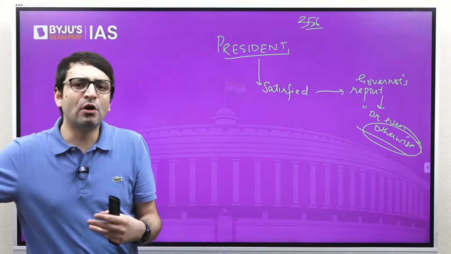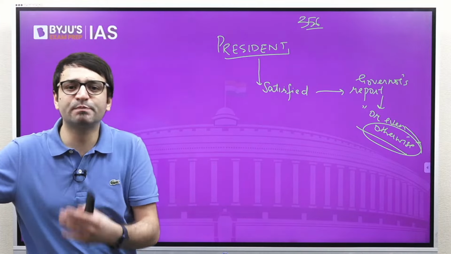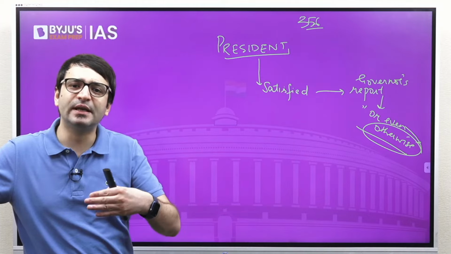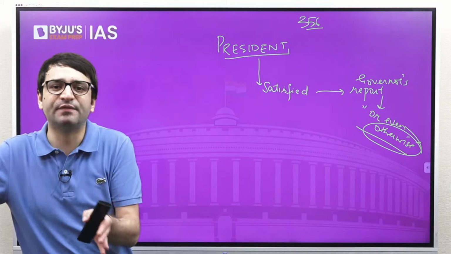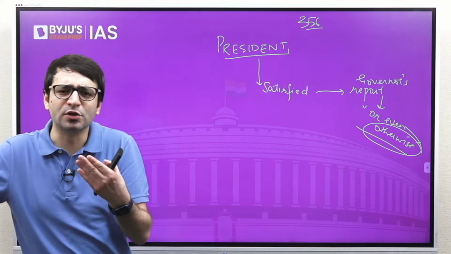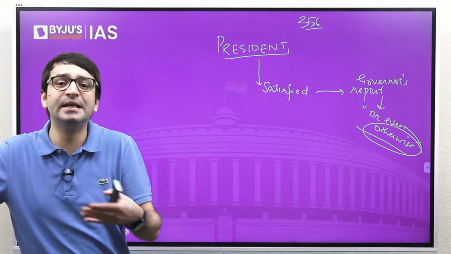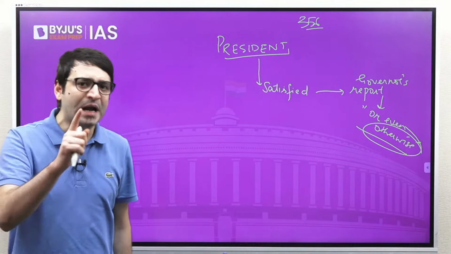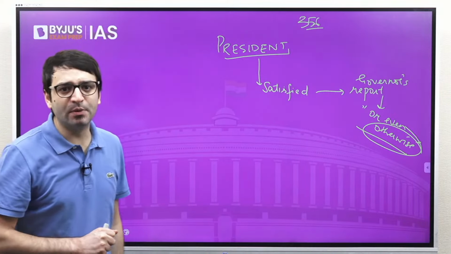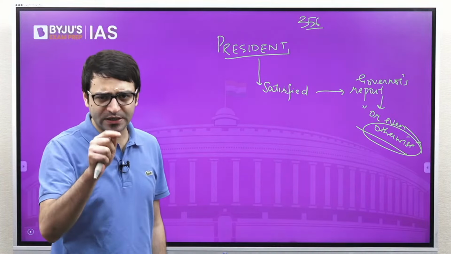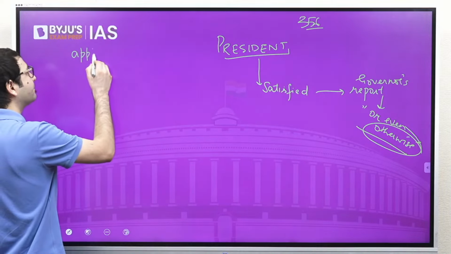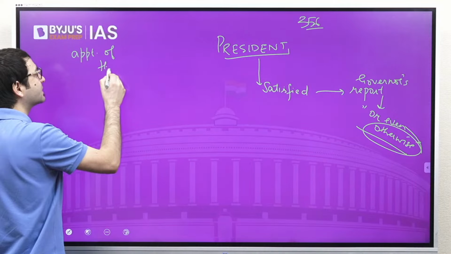The president cannot impose president's rule on his own. He has to impose only on the advice of the cabinet, only on the advice of the central government, because president does not have any discretionary power of his own. There is only one discretionary power available with the president. And can you tell me what is that discretionary power? Appointment of the Prime Minister.